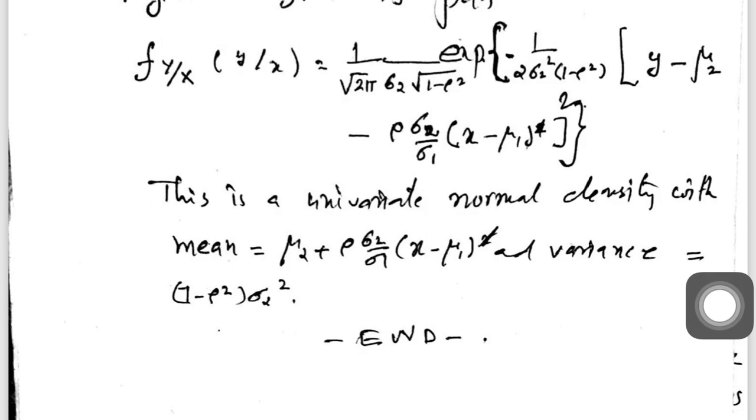So we stop this section by adding these two results regarding the marginal distributions of x and y, and the conditional distributions of x given y and y given x. Okay, thank you.